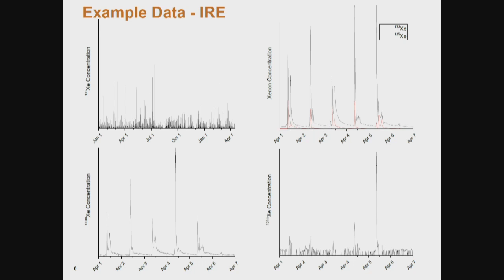The bottom left is the same 1 week time frame for xenon-133 metastable, and the bottom right is xenon-131 metastable. As you can see, for the xenon-131 metastable, it's very low-level detections, but there are times where there's high release.